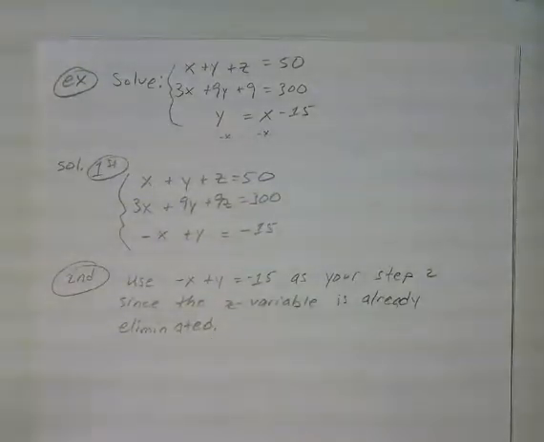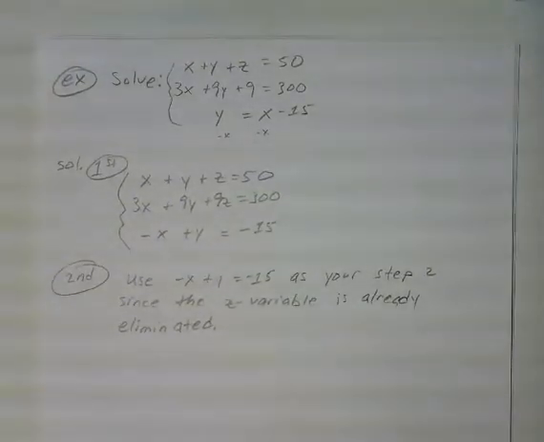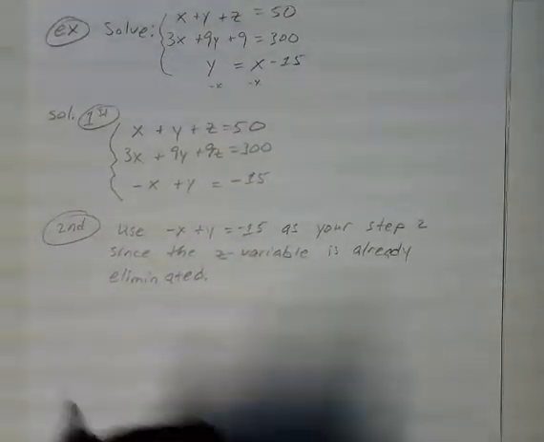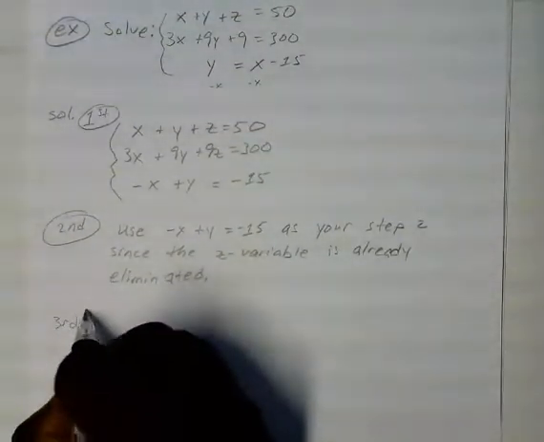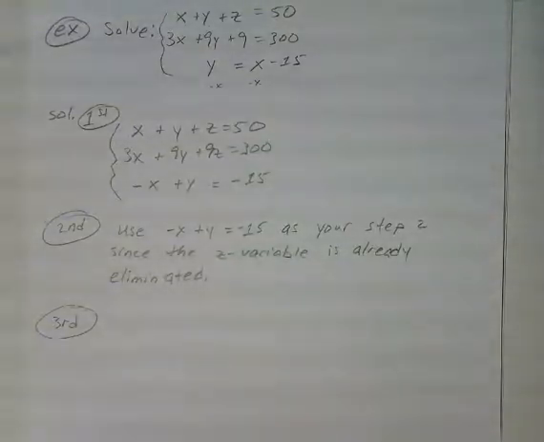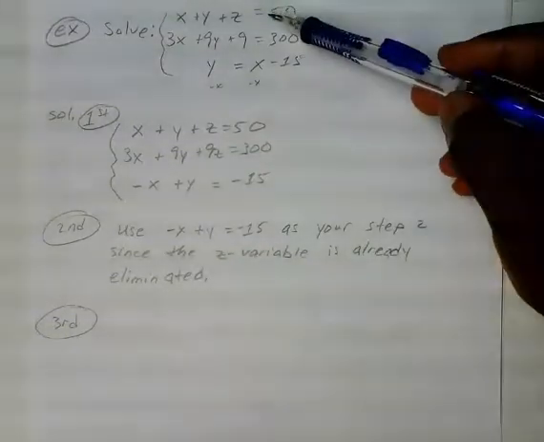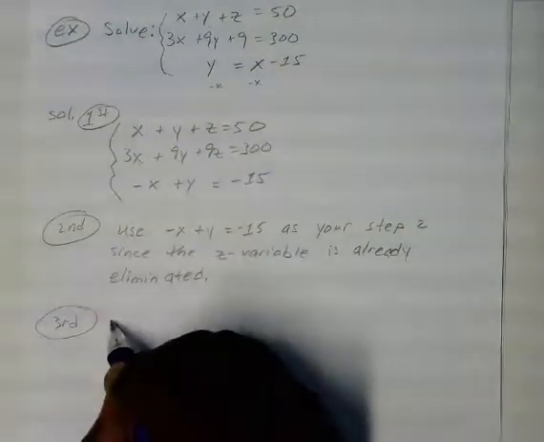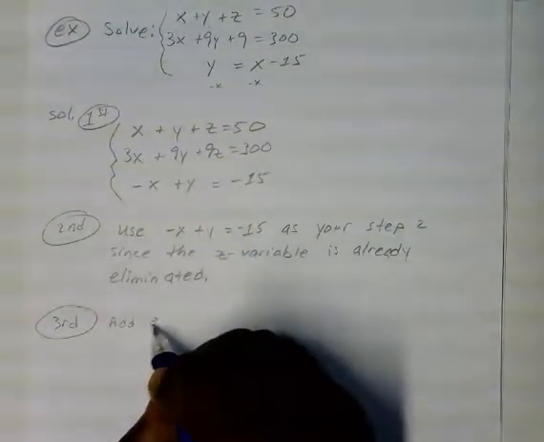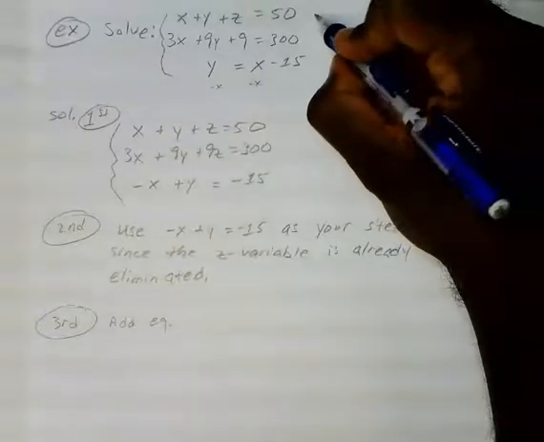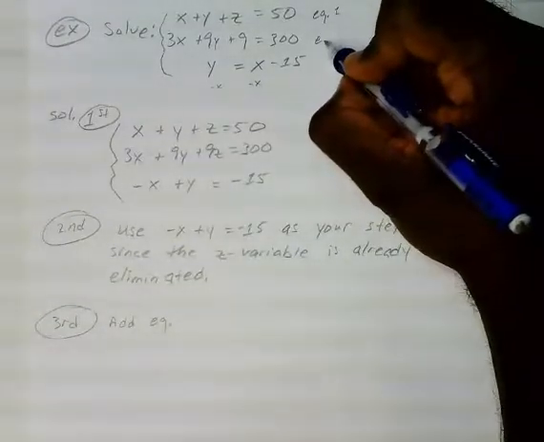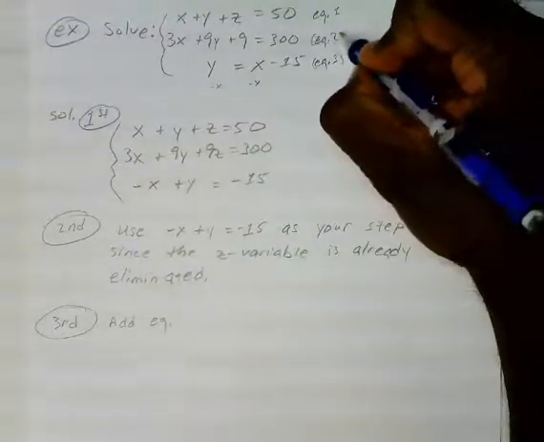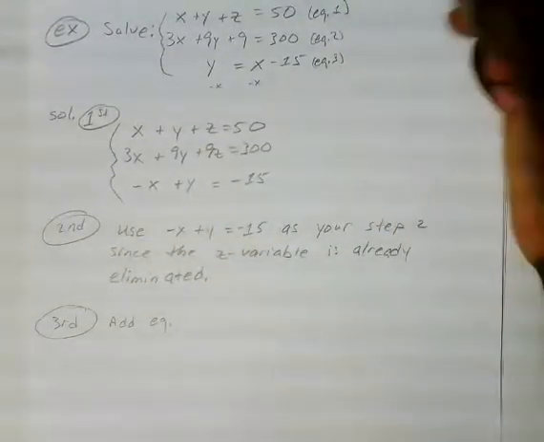Okay, so we are already good on step 2. Now we're going to go ahead and go to our third step. In this one, we'll add equation 1 and equation 2 to eliminate z. Actually, I didn't put equation 1, equation 2, and equation 3, but I'm pretty sure you all picked up on that already.